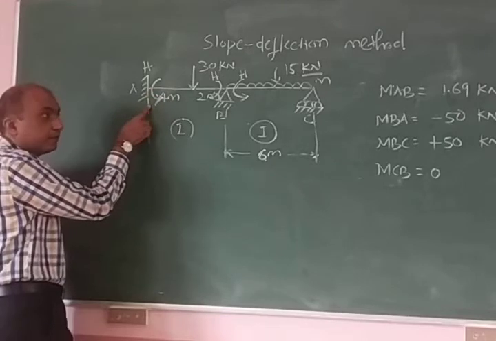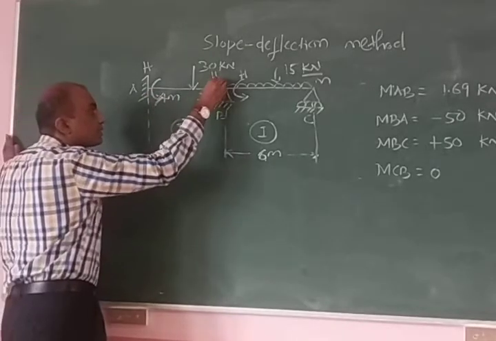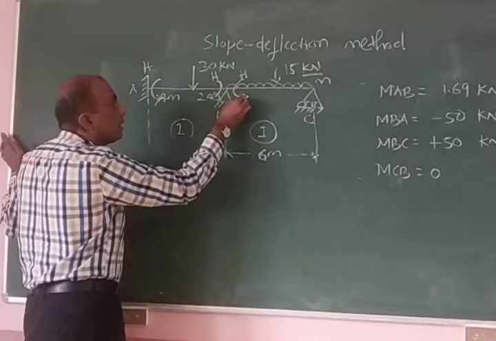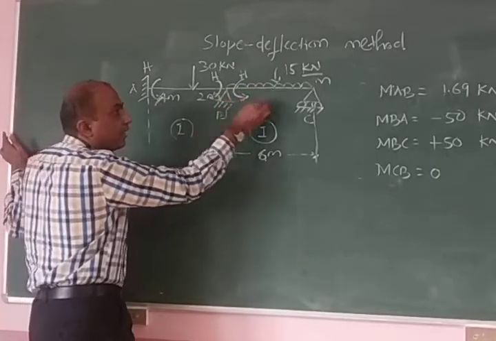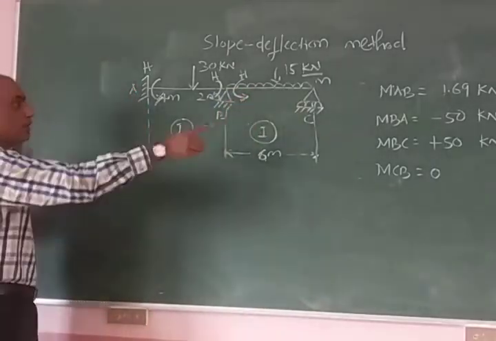I have already marked here. MAB anti-clockwise, MBA clockwise, MBC anti-clockwise, and MCB 0. So this is how I have marked.